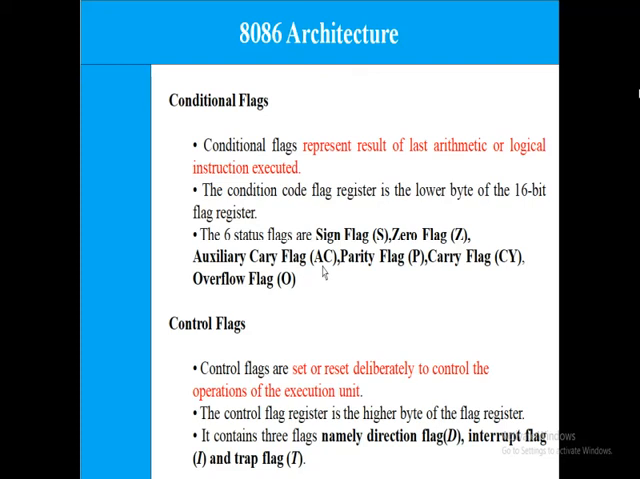Control flags are set or reset deliberately to control the operation of the execution unit. So the control flag register is the higher byte of the flag register. These flags control the processor operation. It consists of the direction flag, interrupt flag, and trap flag.